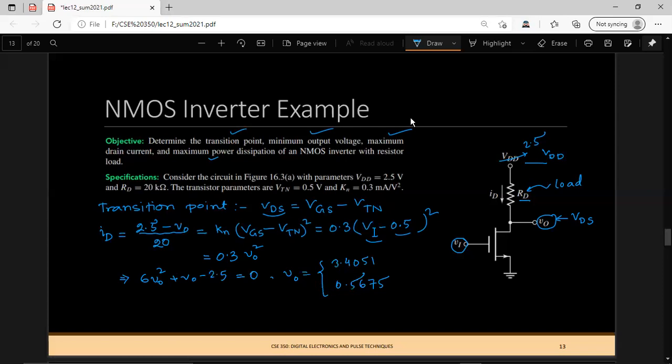So we can now check which one satisfies our transition point condition, and it is beyond doubt that 3.405 would not be the answer, because this is greater than 2.5, which is the maximum voltage in this configuration. So we can cross this out. Therefore, this should be our output voltage when the MOSFET is operating at the transition point. So this should be our output transition point voltage, or VDS.